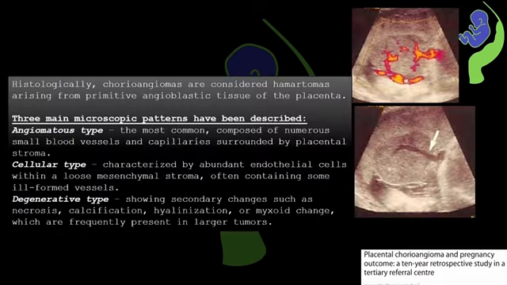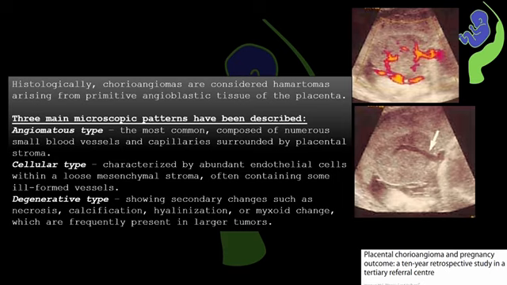Histologically, chorioangiomas are considered as hamartomas arising from primitive angioblastic tissue of placenta. There are three microscopic patterns: angiomatous, cellular, and degenerative type. While angiomatous is the commonest one, it can also be associated with the other types in combination.